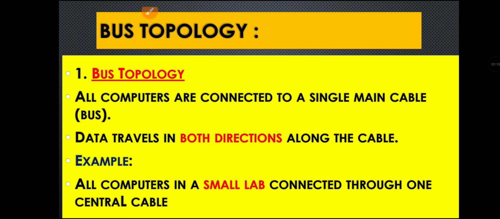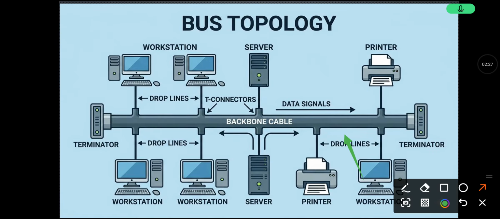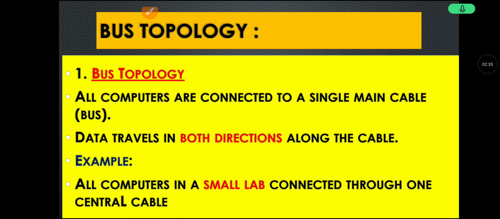Let's move forward. So what is the meaning of bus topology? In bus topology, all computers are connected to a single main cable that we call bus. Through the arrow mark I am showing the backbone cable. To this single backbone cable, all other computers have been connected. This main cable is called bus. So this is called bus topology.